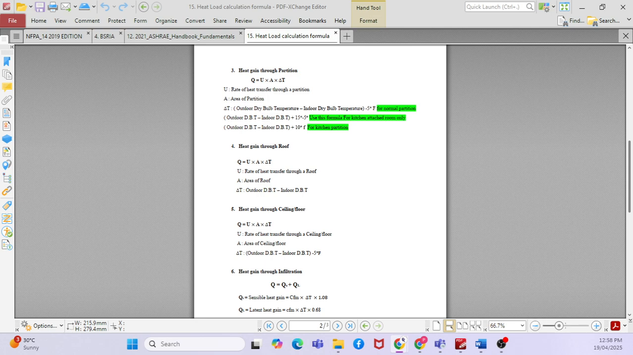Whenever you are going to do the calculations, we are going to study some basics. Just check the WhatsApp now, please. We are going to study some basics, and those basics are based on the sensible load and latent load.